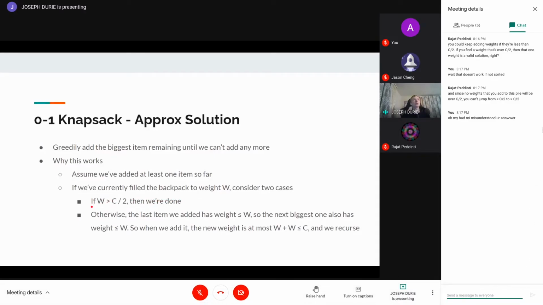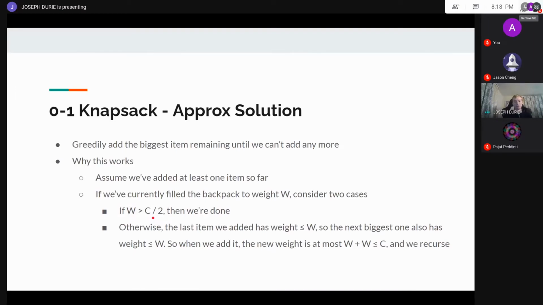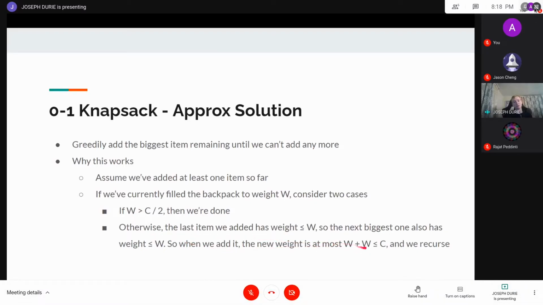Otherwise, we know that we have at least one item that we haven't added yet, because we know that the sum of everything is bigger than C over 2. And we also know that the last item we added has weight at most W. And because we sorted these in descending order, the next one we're adding also has weight at most W. So when we add this new item, the new weight is going to be at most W plus W, which, because W is at most C over 2, is less than C. And then we can recurse down to these two cases.